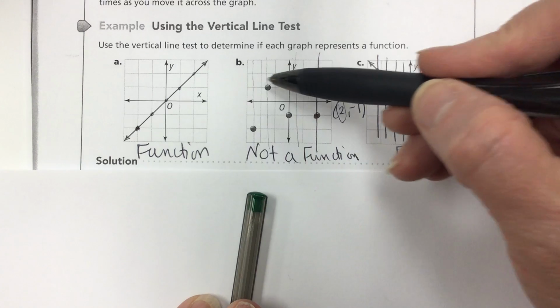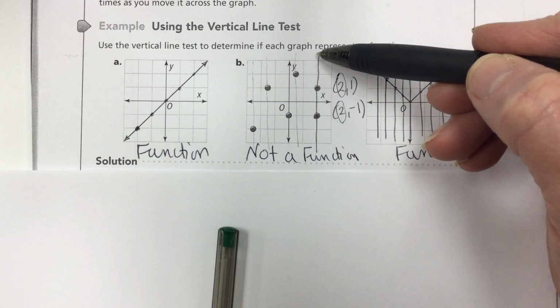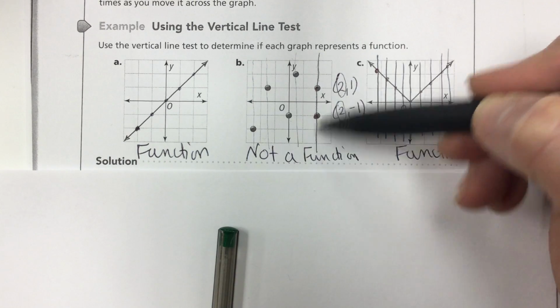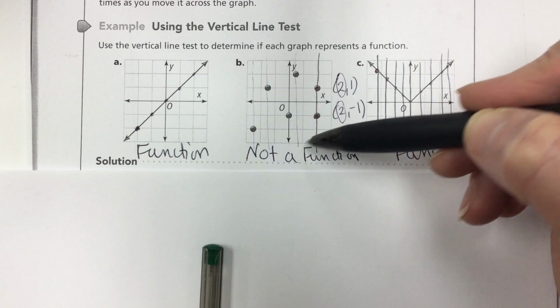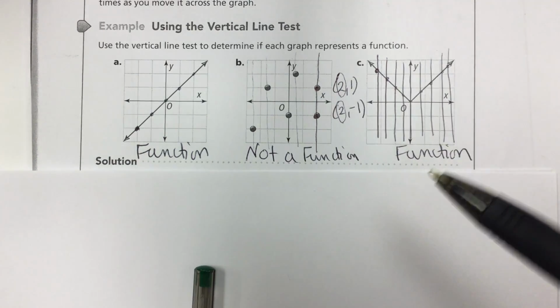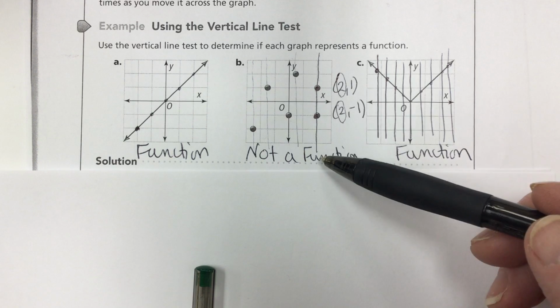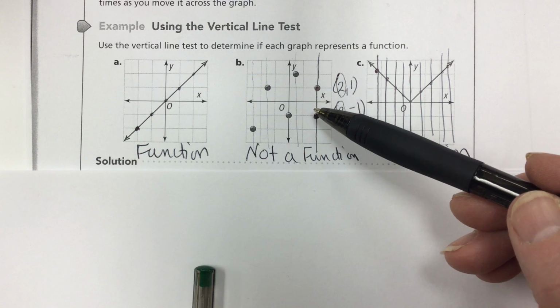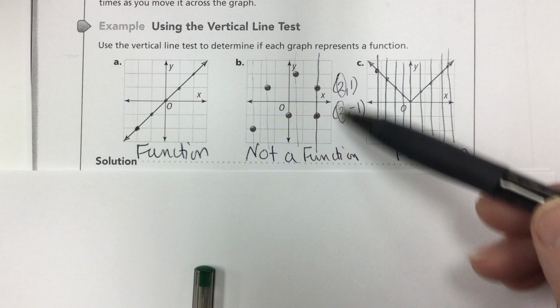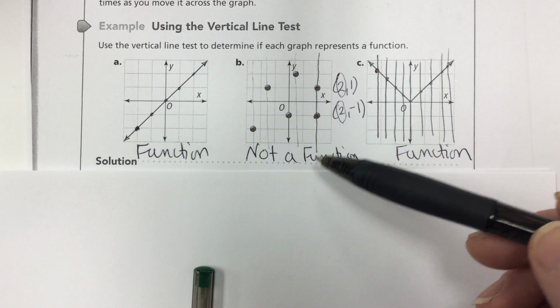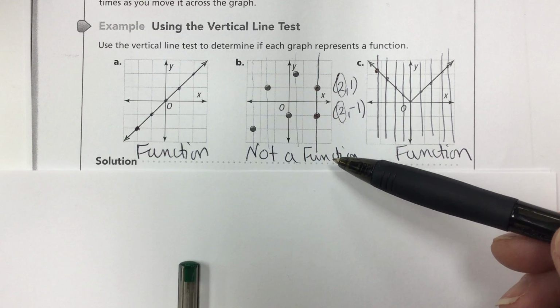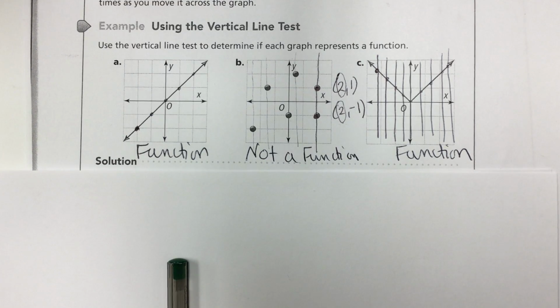But think of all the vertical lines that I could draw on B. Here's a vertical line. It touched it more than once. Therefore, this is not a function. A vertical line touching the graph more than once means that the x's repeat. And if your x's repeat, it is not a function. We call this using the vertical line test to determine if a graph is a function.